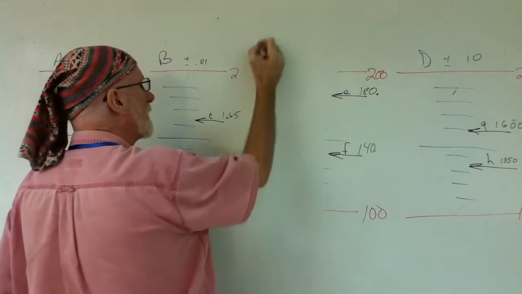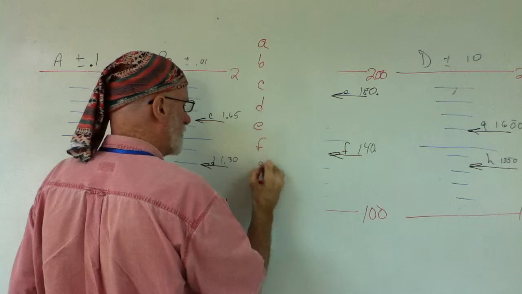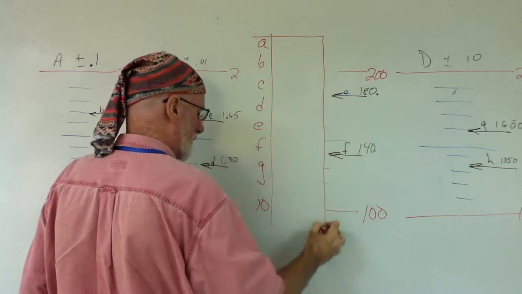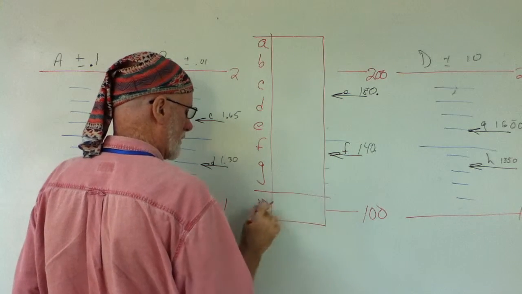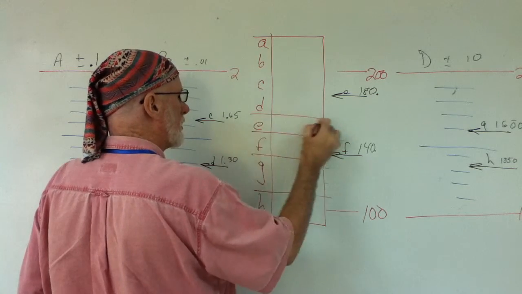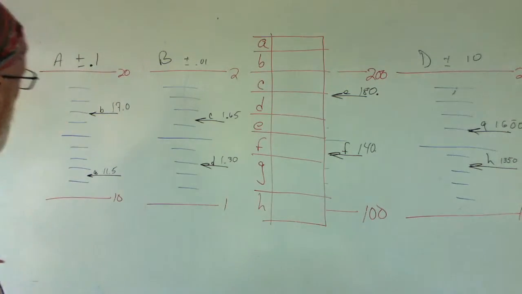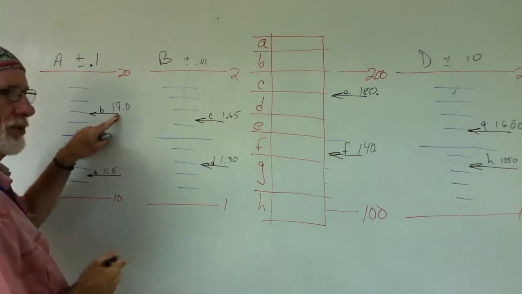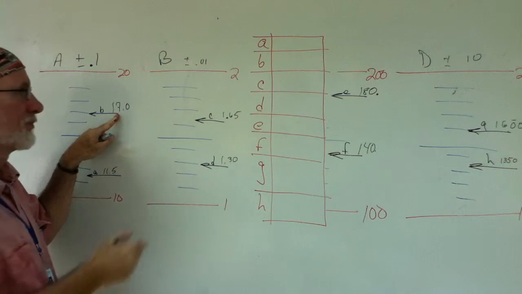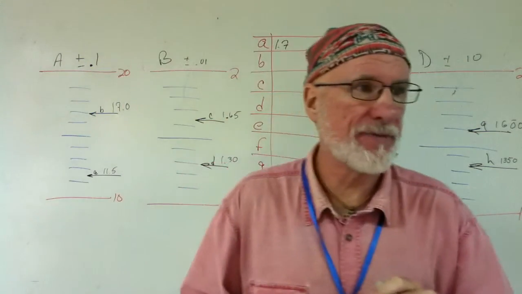So they go like this. A, B, C, D, E, F, G, H. They'll say, put that in scientific notation. 1.7 times 10 to the power. No, absolutely not. 1.7 times 10, no.